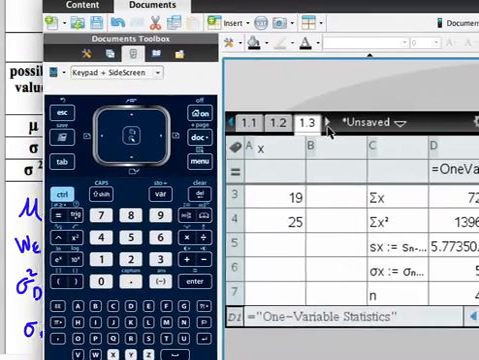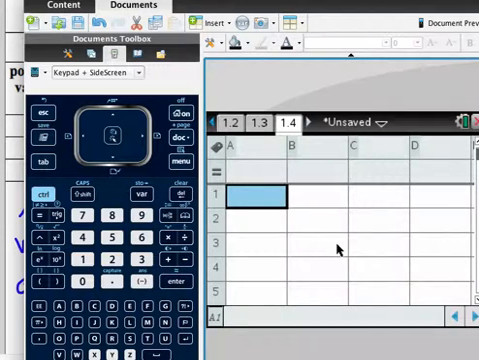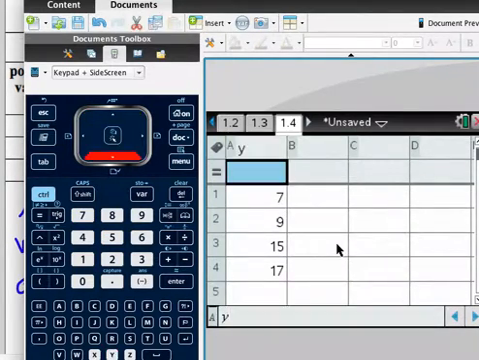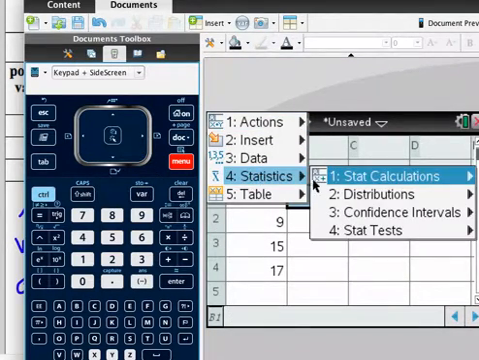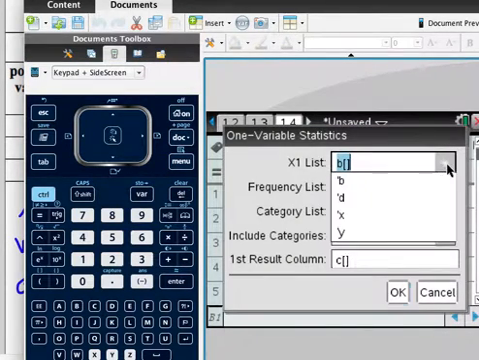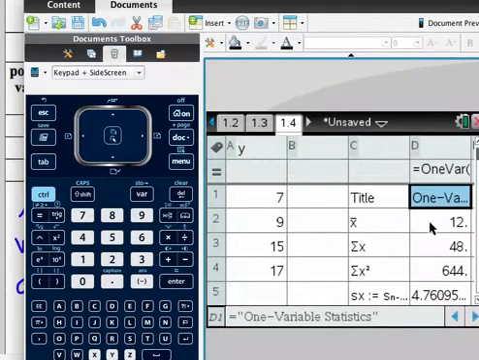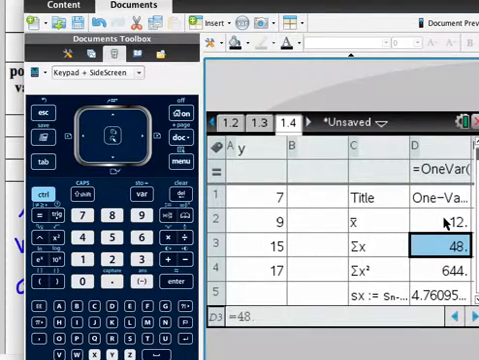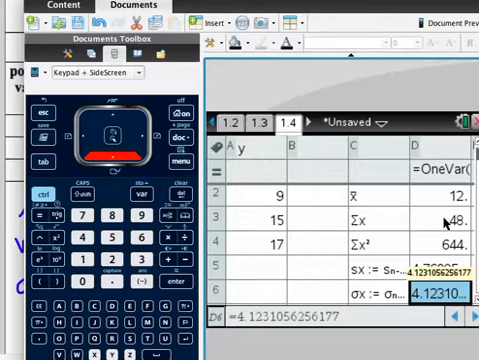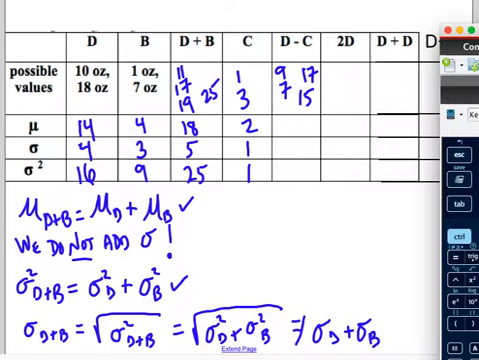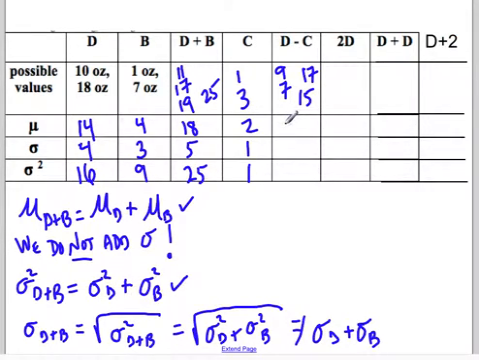So again, if we went to the calculator and we typed in 7, 9, 15, and 17, and I'm going to call it Y just because. Go to Menu, Statistics, Stat Calculations, One Variable Stats. My list, I just called it Y. Okay, the average is 12. The standard deviation is 4.1231. Okay. So I'm going to write that down. The mean is 12. The standard deviation is 4.1231. Now, if I took that long decimal and I left it in the calculator and I squared it, I would get 17.